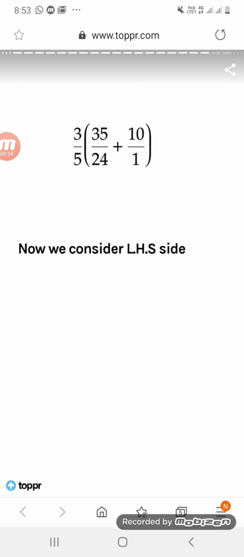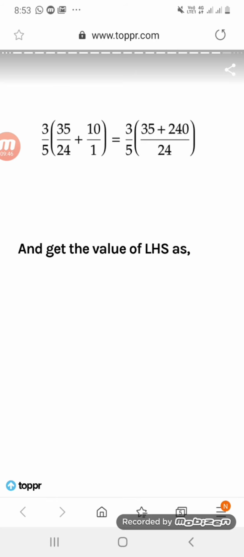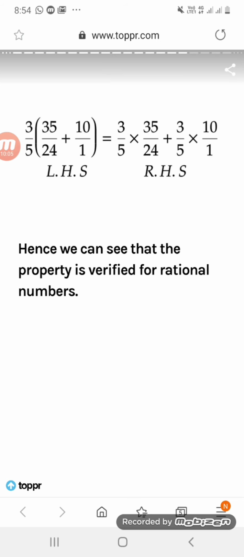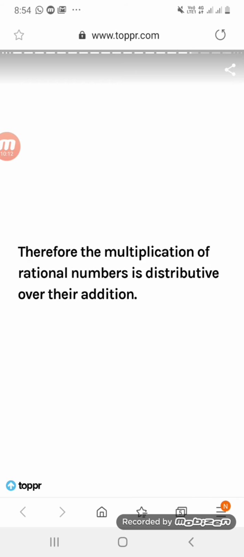Now we consider the LHS: 3 by 5 into (35 by 24 plus 10 by 1). So what do you get here? The value inside is 35 plus 240 by taking the LCM, divided by 24. Then multiply the sum: 3 into 275 by 5 into 24, we get 55 by 8. So we can see LHS is equal to RHS. So we can verify this law for rational numbers also.